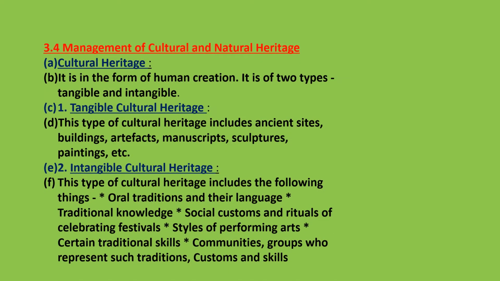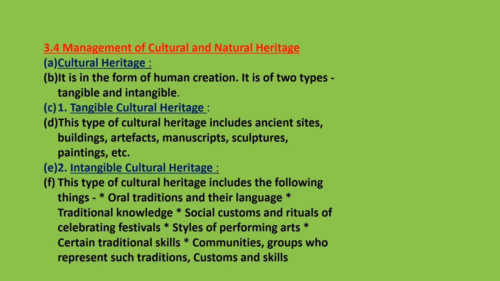Cultural heritage is in the form of human creation. It is of two types, tangible and intangible. Tangible, which we can feel and touch. This type of cultural heritage includes ancient sites, buildings, artifacts, manuscripts, sculptures and paintings. Intangible, which we can only feel but cannot touch.